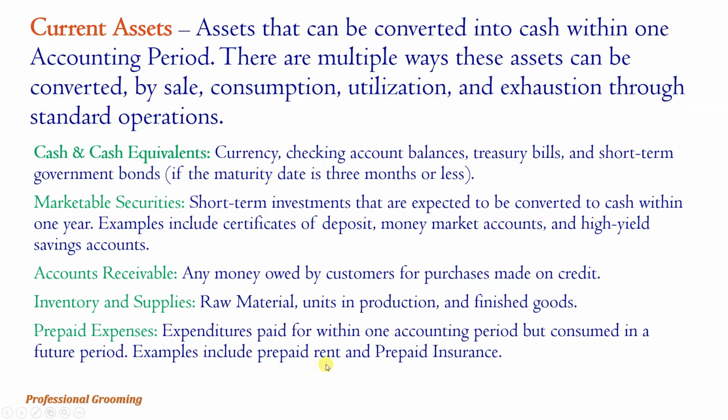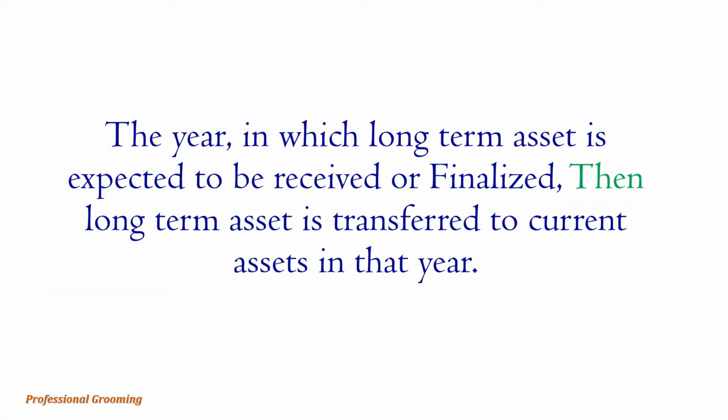Examples include prepaid rent. If we pay the rent in December 2019 and use its benefit in January, February, March till November, it means it is a prepaid rent. We paid in 1 year and we are using the benefit in the second year. Please note one thing, that the year in which a long-term asset is expected to be received or finalized, the long-term asset is transferred to current asset in that year.